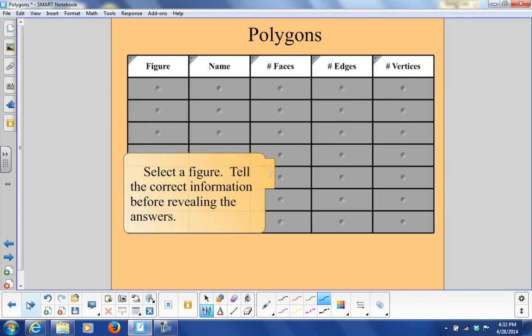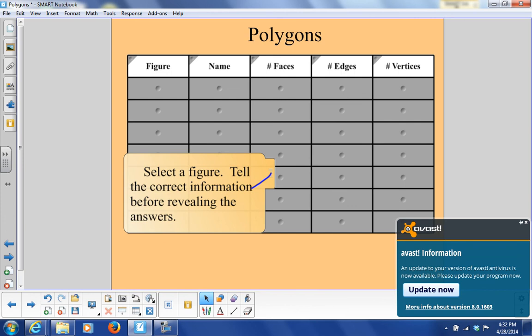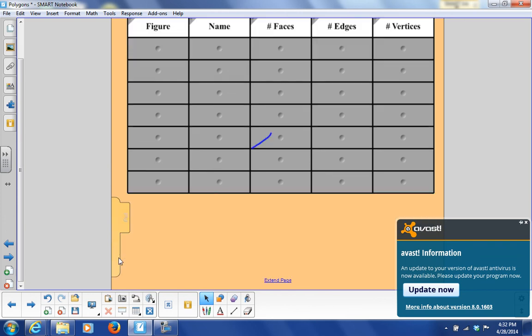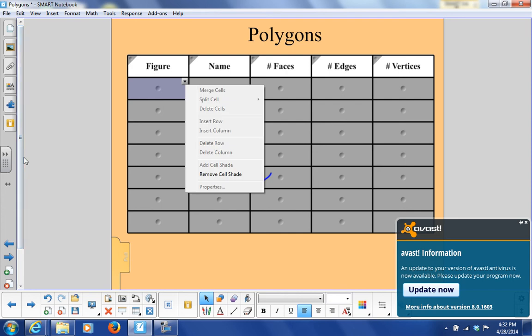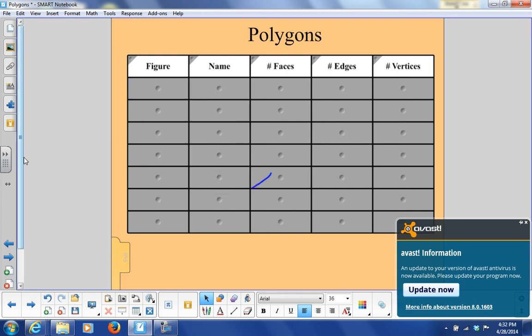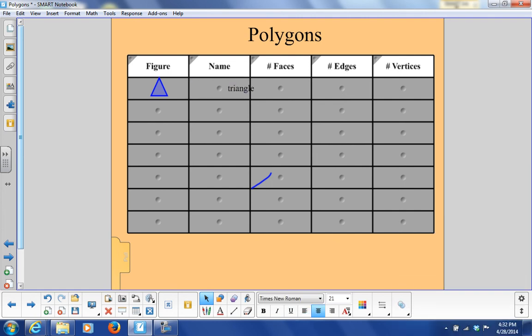All right, let's take a look at this. So I have your figure. Alright, so I have a triangle. I know that's a triangle. Its name is a triangle. It's got one face. It's got 3 edges and 3 vertices, right? 3 corners. Good.